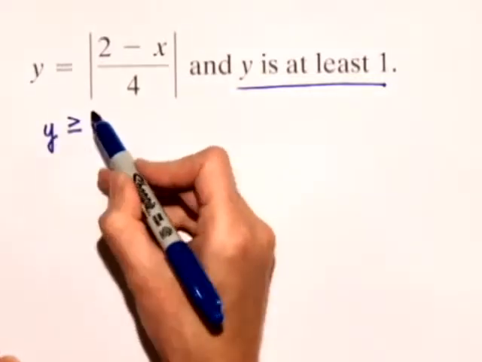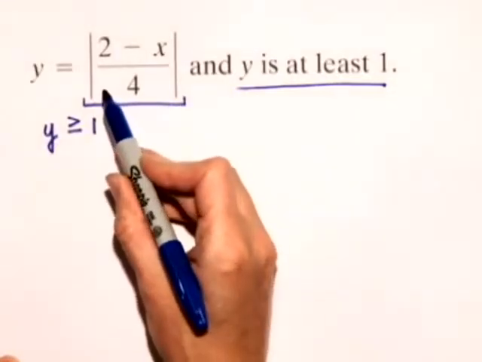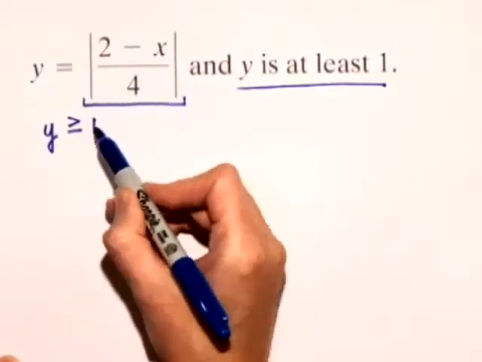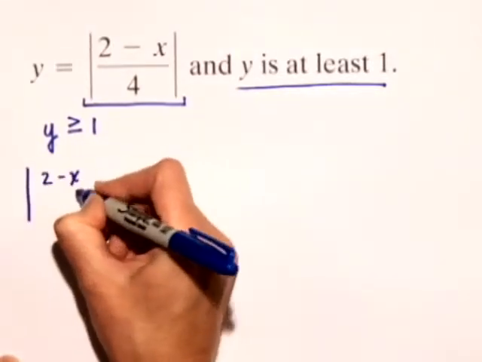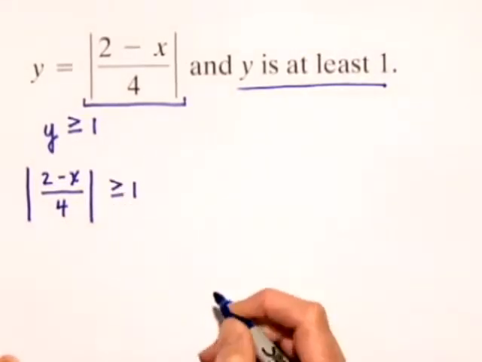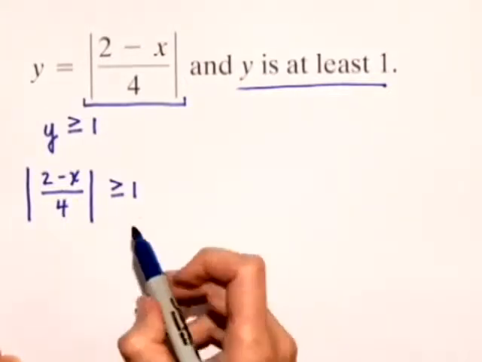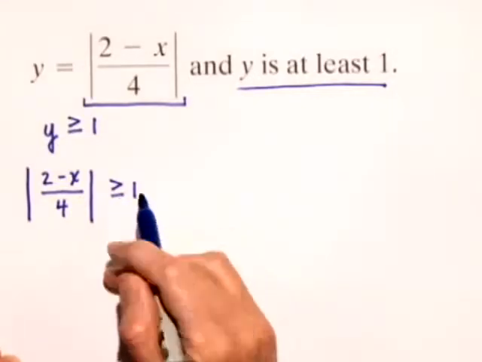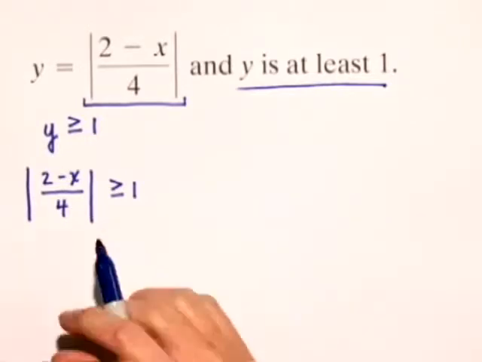Now, since y is really equal to this whole absolute value of (2 minus x) divided by 4, we're going to substitute this whole absolute value in for y. And we'll have the absolute value of (2 minus x) divided by 4 is greater than or equal to 1. Now, in order to solve an absolute value inequality, we look to see whether it's a greater than or a less than inequality. Since this is a greater than inequality, we're going to divide it into two inequalities with no absolute value bars like this.